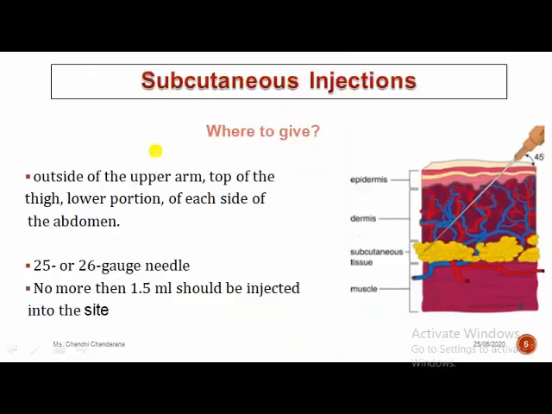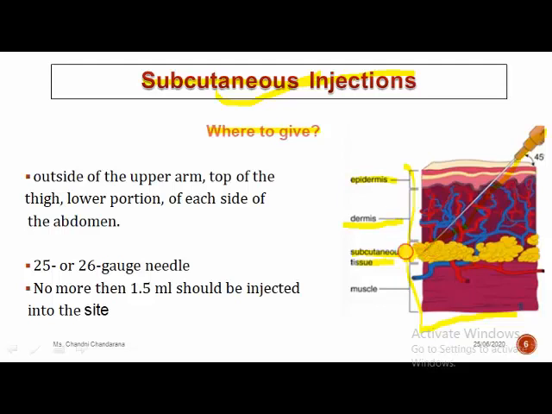Dear learners, now we will see these parenteral routes, or the routes of administration of parenteral preparations, in detail. First is subcutaneous injections, where the route of administration is the subcutaneous route. My first question is where to give, meaning at which site is the location of this injection. You can see the diagram. Here there is a layer of skin: first is the epidermis, then the dermis. Below the dermis there is subcutaneous tissue. So this is the location of the subcutaneous injection.